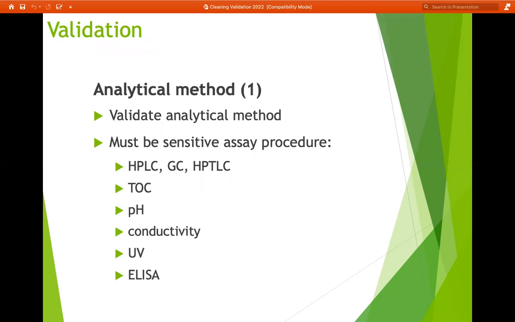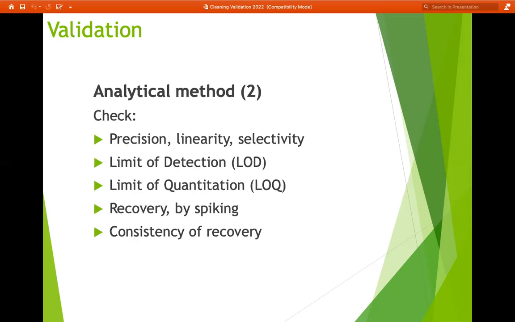Analytical methods shall be validated for cleaning validation sample testing. They must be sensitive assay procedures: HPLC, GC, or HPTLC. You can use pH, conductivity, UV, or in case of microbial, ELISA microbial test, you can conduct for cleaning validation sample testing. So the analytical method shall be validated with precision, linearity, selectivity, limit of detection, or LOQ, limit of quantitation. Then recovery by spiking, consistency of the recovery.